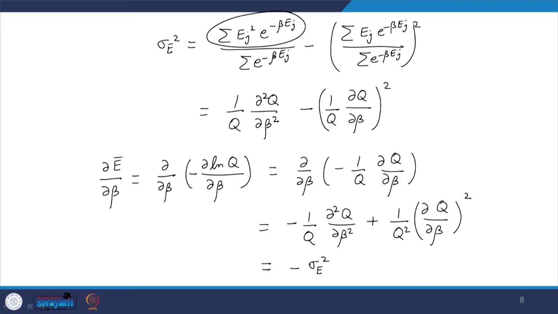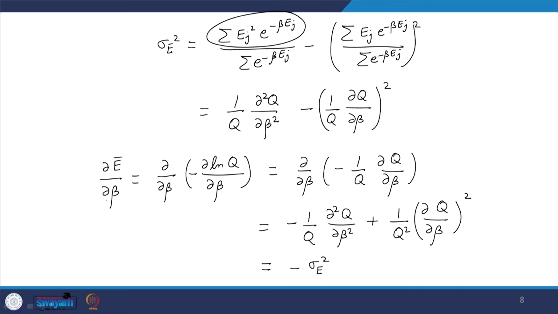So, therefore, what we have been able to establish is that I can not only write E bar as a function of q, we can also represent the fluctuation in the energy sigma E also as a function of q. In other words, once I know E bar, I can also find sigma E square, but E bar I have found using q. So, I can find both the mean and the fluctuation using the idea of E bar.